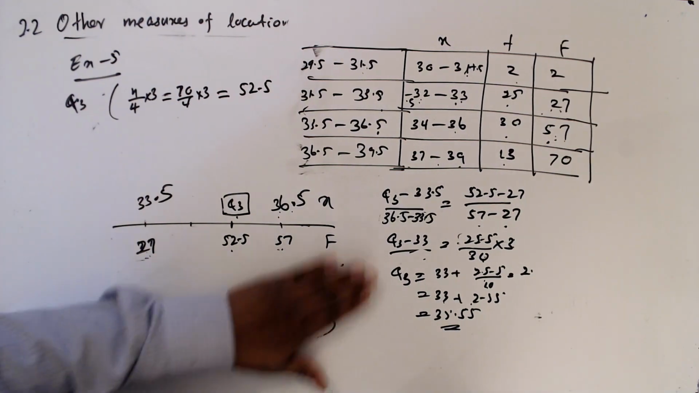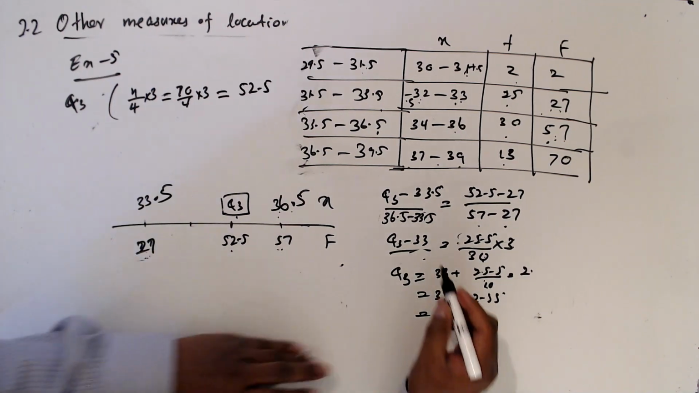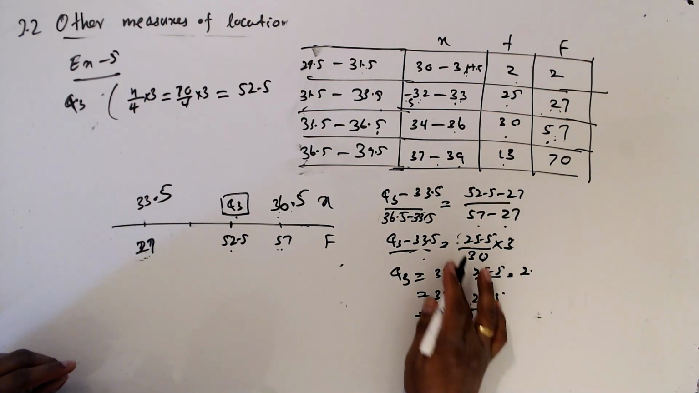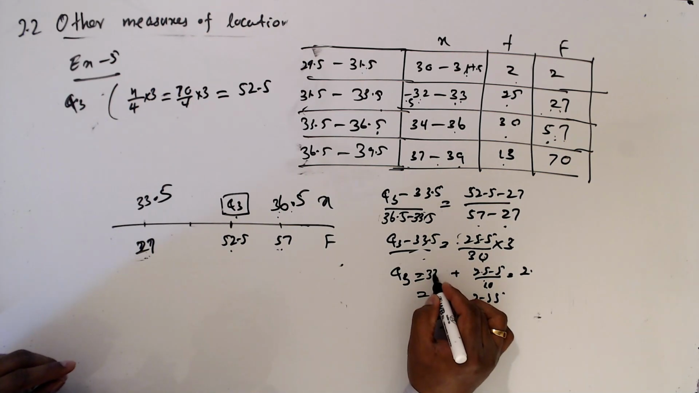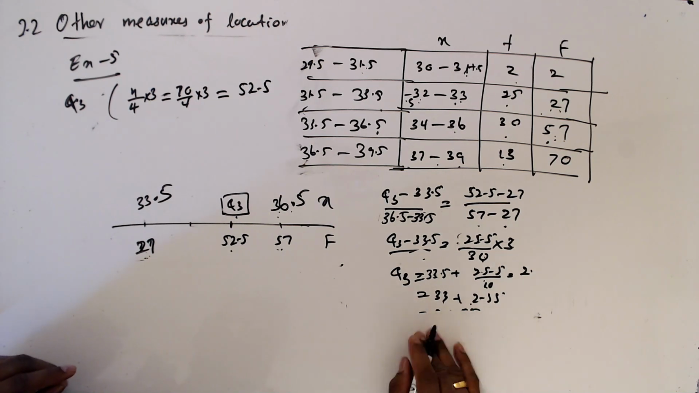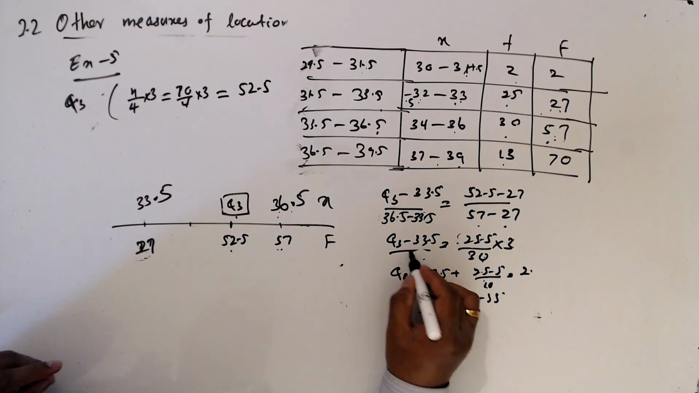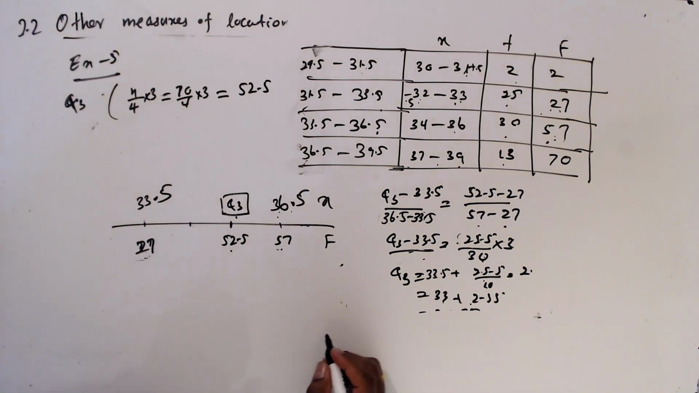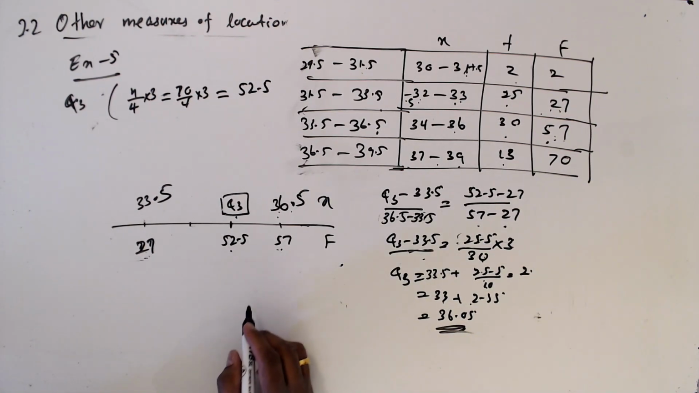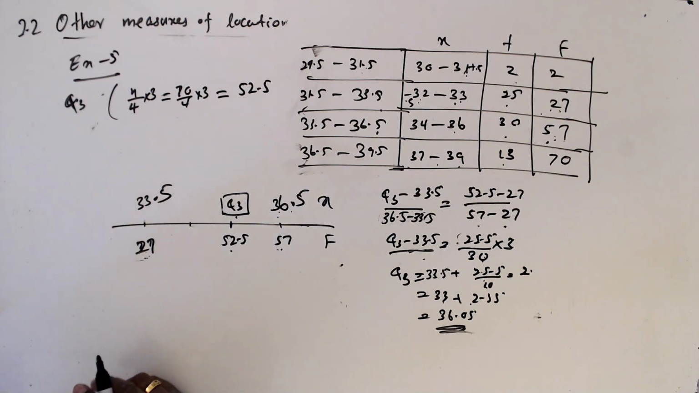Then this is going to be 33.5, and this is going to be 33.5, and as a result this number will be changed. So the answer is going to be 36.05. So Q3 is 36.05.